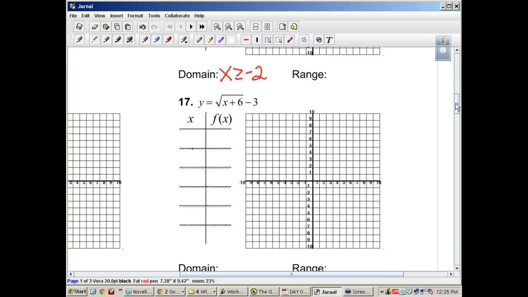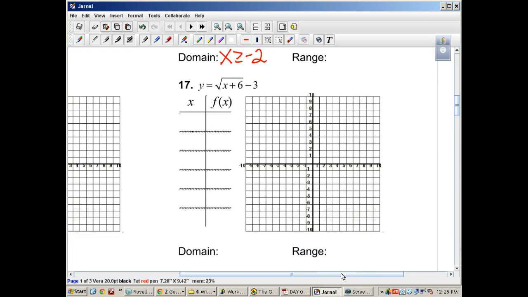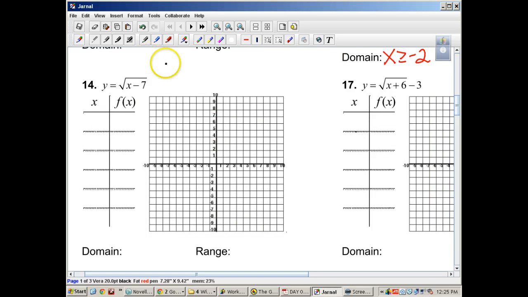We can go down here. Let's go over here, actually, 14. What's the domain of 14? X must be what? Greater than or equal to 7. Add 7 to both sides. Okay, so we need to start at 7. And since that's already so close to the end and it's greater than, we only have 7, 8, 9, 10. So 7, 8, 9, 10.